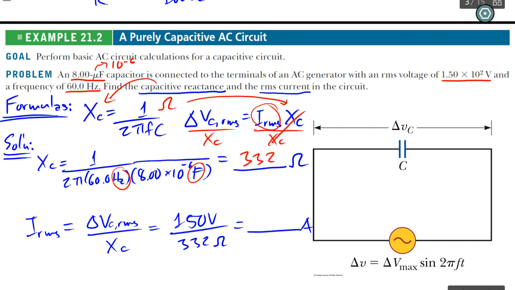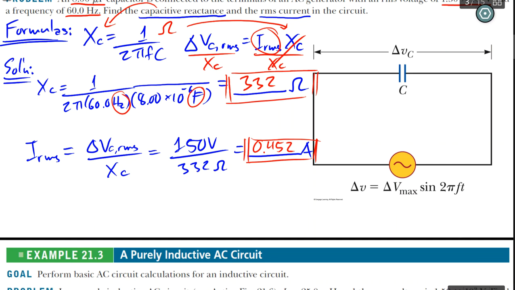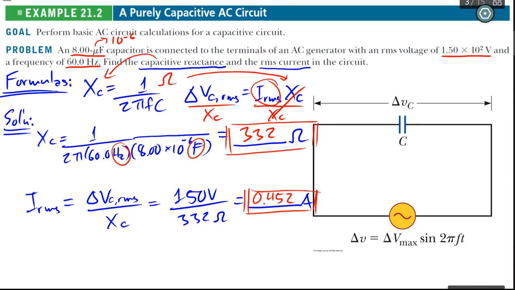That results, take a look at this. We have 150 and we have 300, about-ish, so it should result in something that's close to half, but this is actually bigger than 300, so it should be something that's less than 0.5. And sure enough, our answer for the current is less than a half of an ampere. Okay, and that solves this problem because we said we were looking for the RMS current and the capacitive reactance, which is measured in terms of ohms.